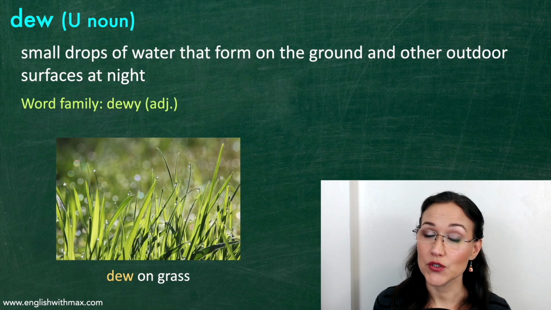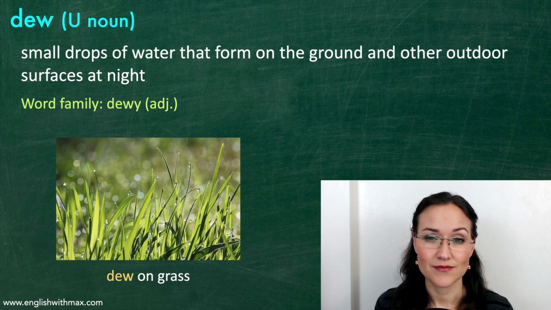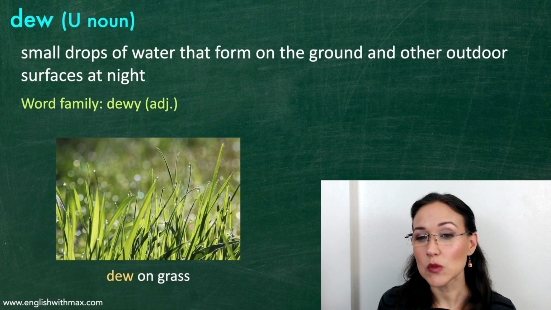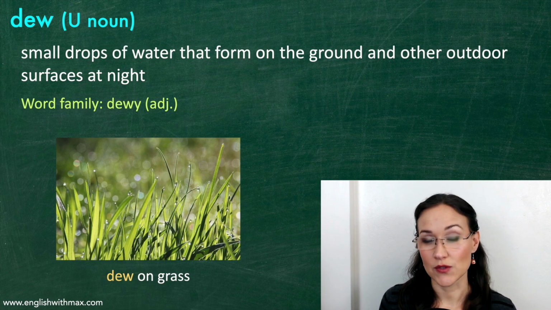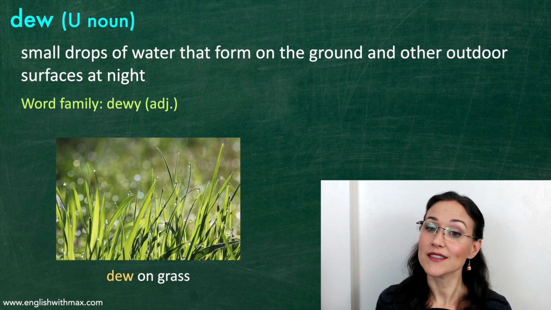Now we have dew. Dew. It's an uncountable noun. Dew is small drops of water that form on the ground and other outdoor surfaces at night. The adjective is dewy.